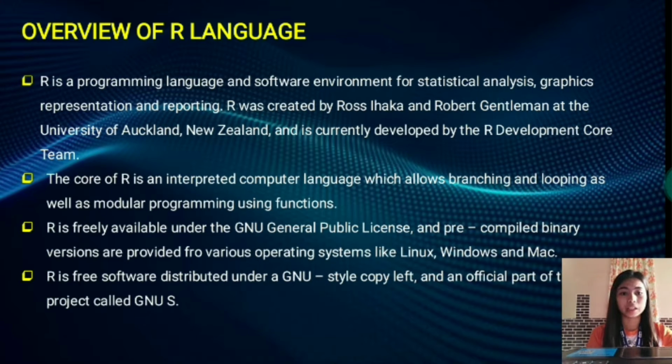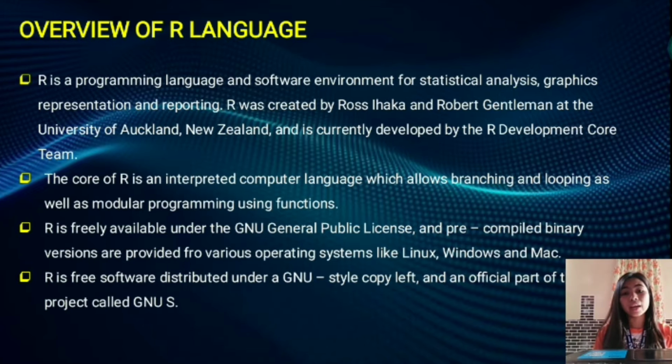R is freely available under the GNU General Public License, and pre-compiled binary versions are provided for various operating systems like Linux, Windows, and Mac. When and where did the R programming language originate? So, let's have a brief history of the R programming language.